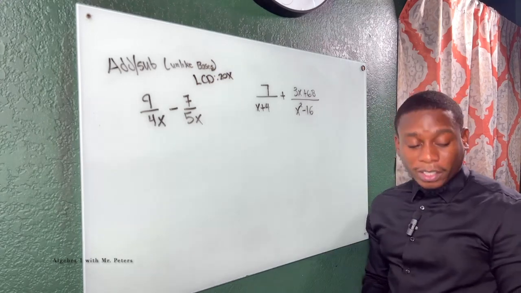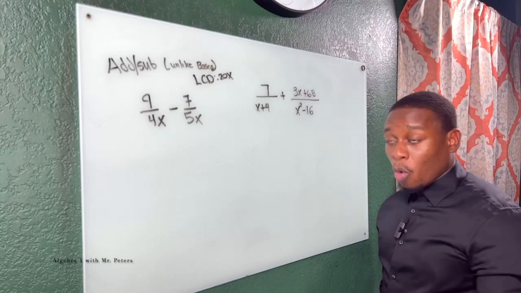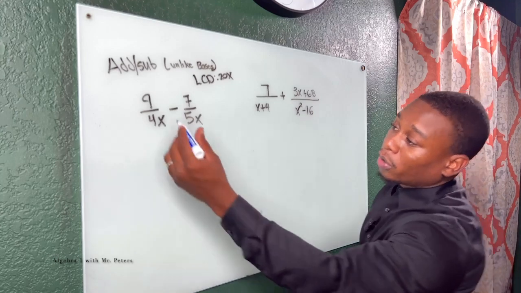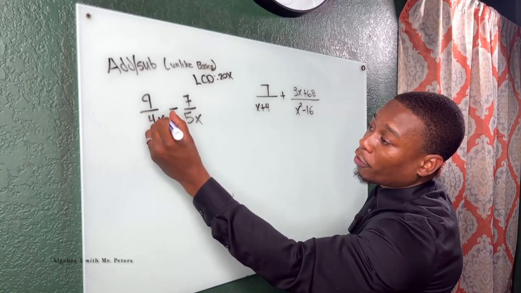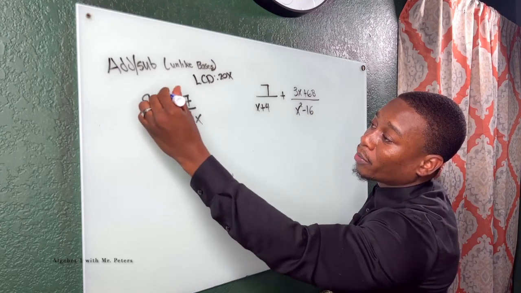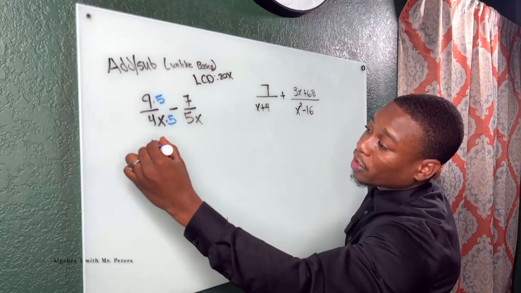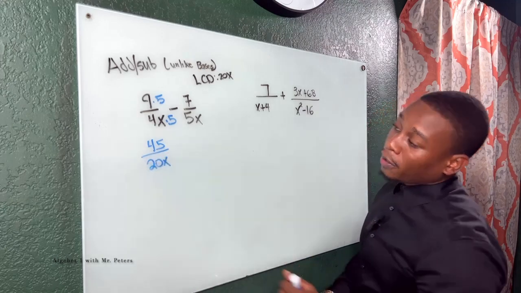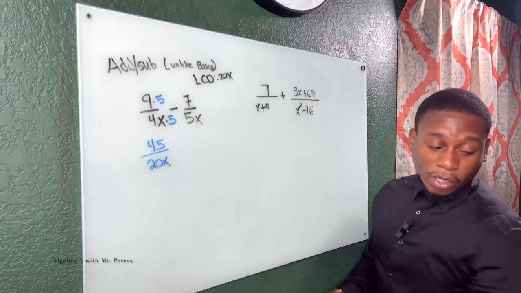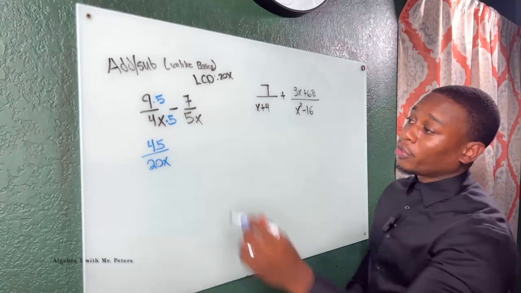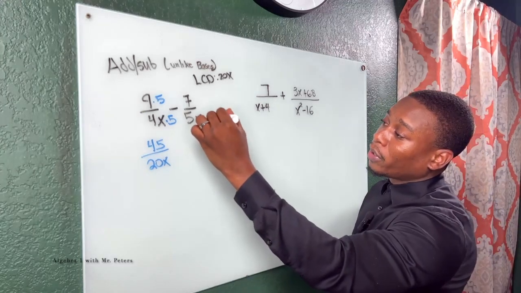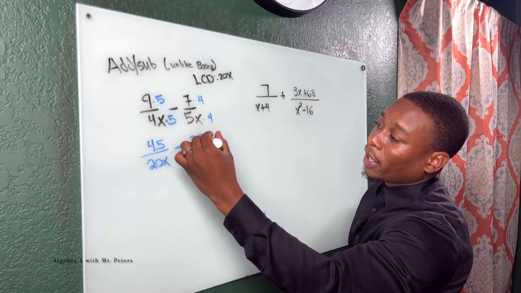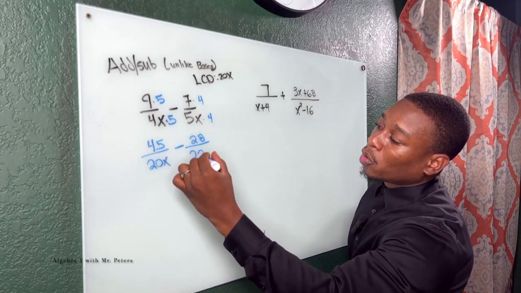So if I want to get to that lowest common denominator, what would I need to multiply both of these fractions by? So this first one, 9 over 4x, I could multiply top and bottom by 5. So this gives me 45 over 20x. And in my second fraction, if I want to get it to a denominator of 20x, I'm going to multiply bottom and top by 4. So this is minus 28 all over 20x.